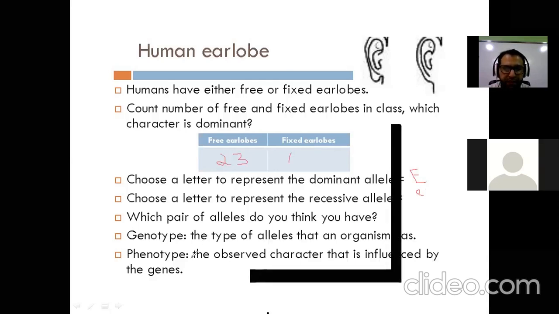Now, genotype is the type of allele that an organism has, and phenotype is the observed character that is influenced by the gene. Now you can see here, this E is our genotype, right? While the earlobe that is fixed or free, that is phenotype, okay?